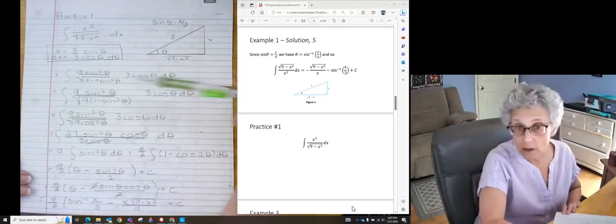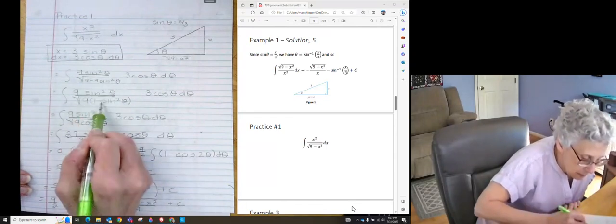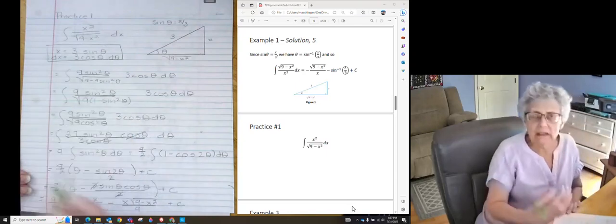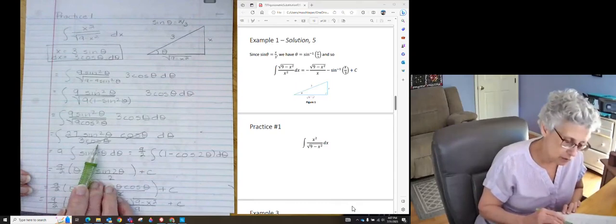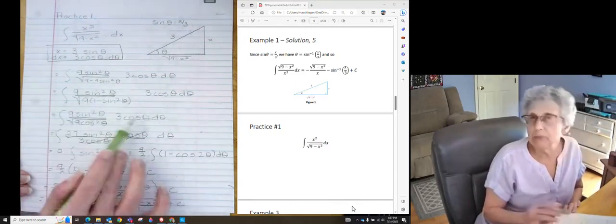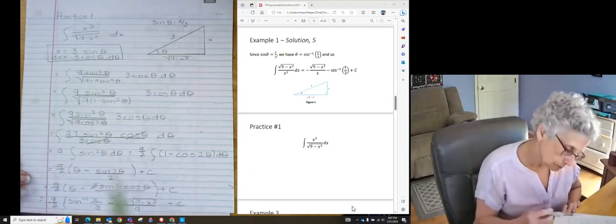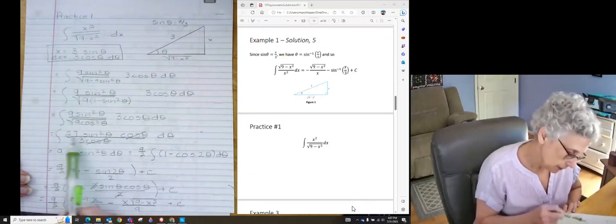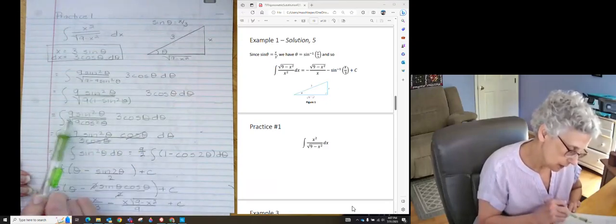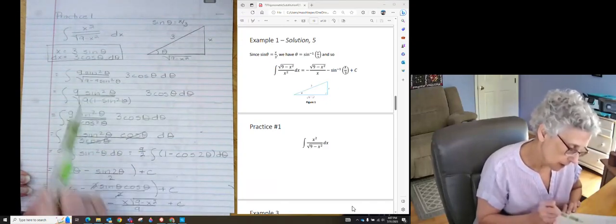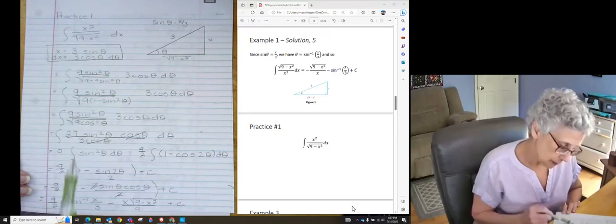You'll probably want to shortcut it in some way, maybe just write these simplifications right underneath and then go directly to this step where you replace it with 3 cosine theta. Be careful with your constants. It's easy to get lost in those. I ended up with 9 on top and a 3, so 9 times 3 is 27, and then I took the square root of 9 and I got a 3, so I ended up with just 9.